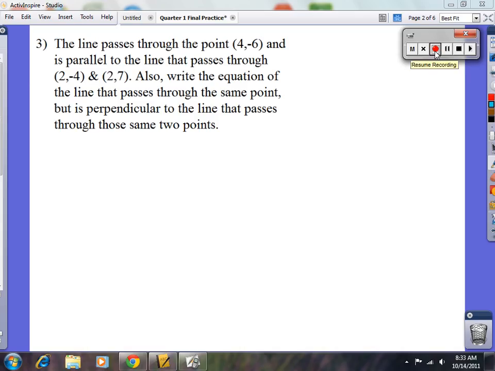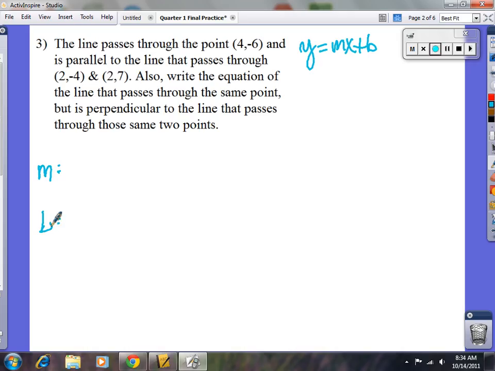Okay, here's what you got to do. Your instructions want you to come up with a line in slope-intercept form. So let's write it down. Y equals mx plus b. That's slope-intercept form. Pretty much you only need two things. You need to identify the slope and you need to identify the y-intercept. You need m and you need b. So keep that in mind. We're on the hunt for m and b.